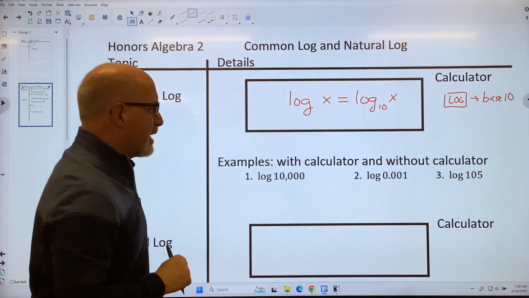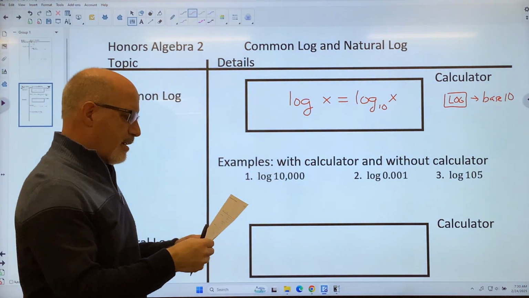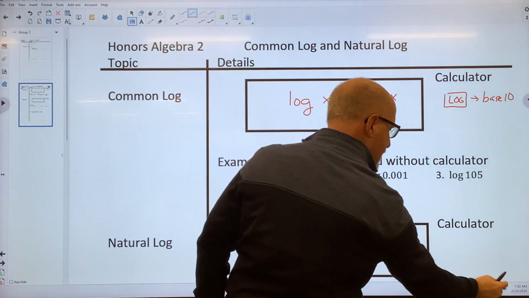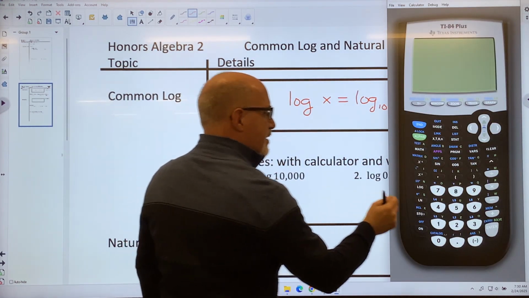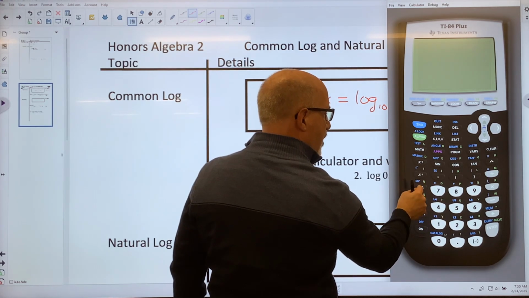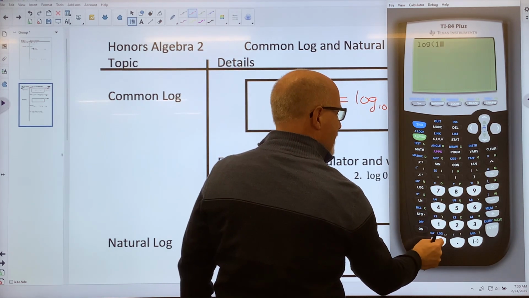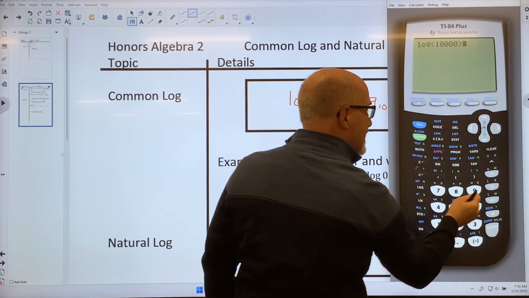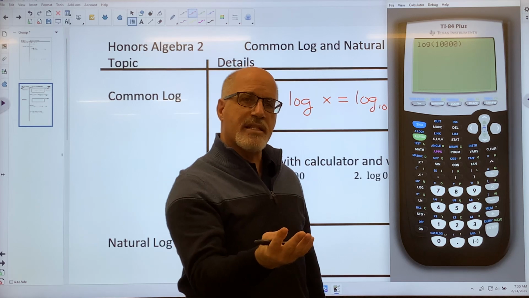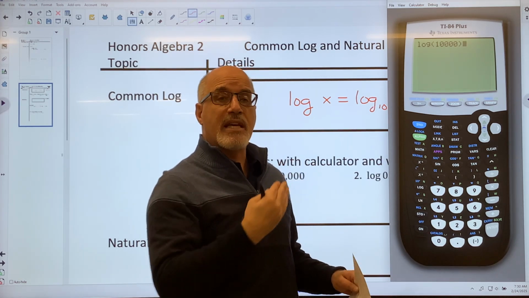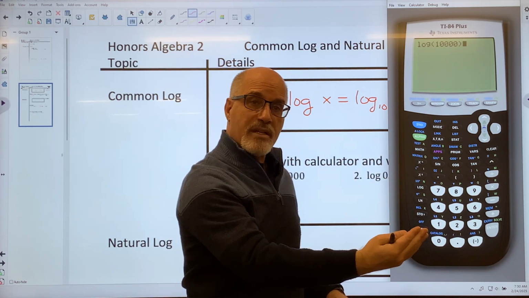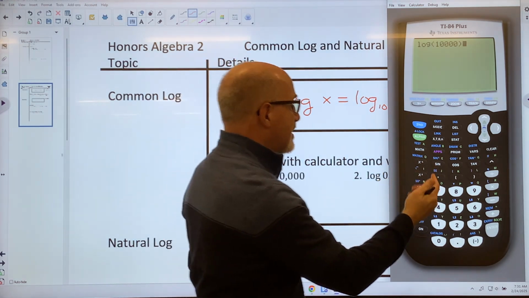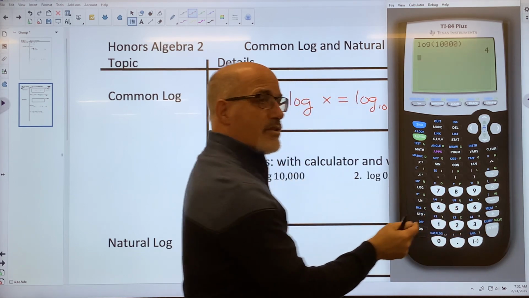All right, so examples to do, let's just see what we've got on our calculator. If I want to do log of 10,000, let's hit log and put in 10,000. That's going to be log base 10. 10 to what power equals 10,000? That's what this is asking. Remember, the answer to a log is an exponent, so you've got to think ahead. 10 to what power is going to be 10,000? That will be our answer, and the answer is 4.